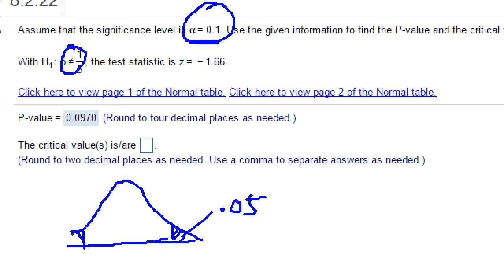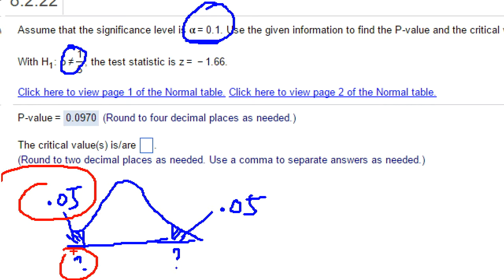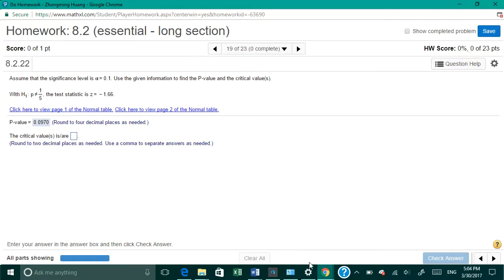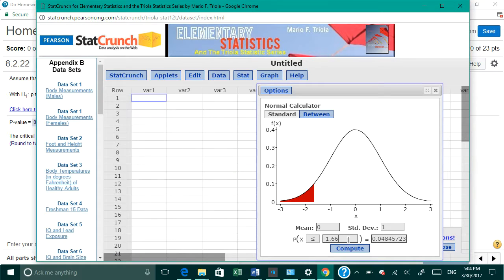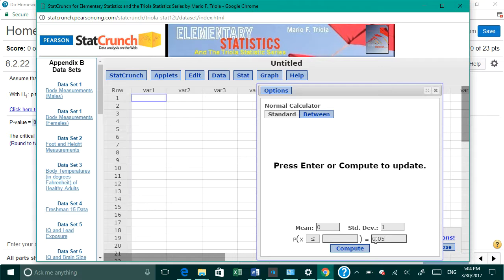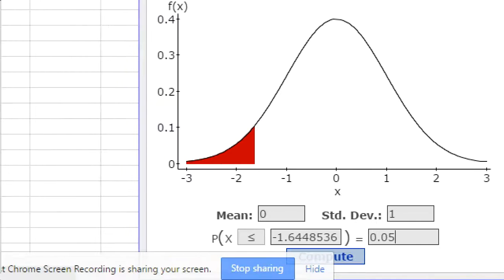And again, in a two-tailed test, you'll have two critical values. Each critical value corresponds to these two areas. So we need to find these two. And you just need to find one because they're symmetrical with respect to 0. Keep in mind that 0.05 is what we use to find this value. Okay, again, I would like to use StatCrunch. Just type in 0.05, which turns out to be negative 1.64.